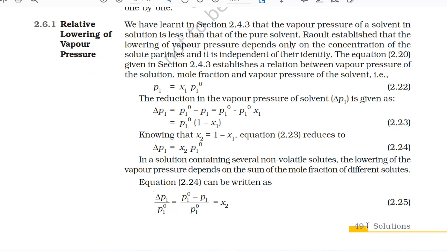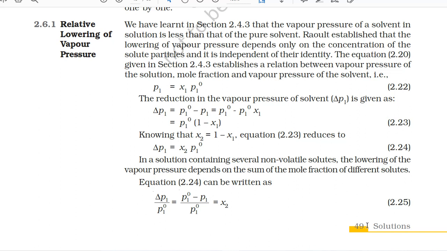2.6.1 Relative lowering of vapor pressure. We have learnt in section 2.4.3 that the vapor pressure of a solvent in solution is less than that of the pure solvent. Raoult established that the lowering of vapor pressure depends only on the concentration of the solute particles and it is independent of their identity.